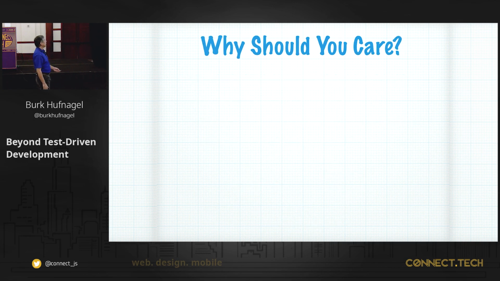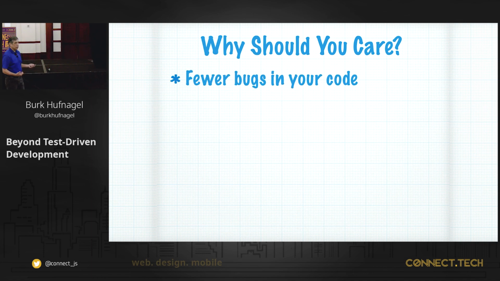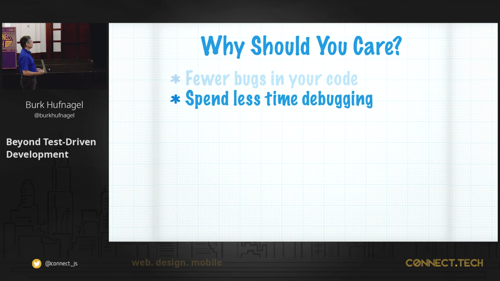Okay, so why should you care about any of this stuff? Well, if you listen to what the people who do TDD say, you get all sorts of cool benefits, right? You have fewer bugs in your code. And the bugs that you do have, you get fixed easier, so you spend less time debugging. Now, I don't know about you, but that's a good idea for me. Debugging is not my favorite thing to do. Once in a while, it's a cool challenge, but I have better ways to spend my time than that.